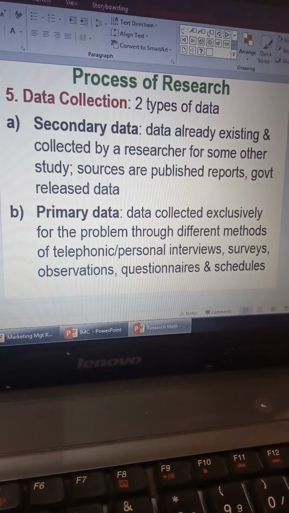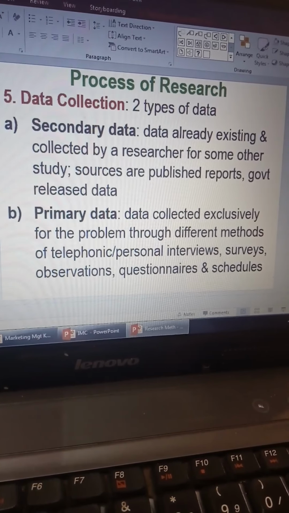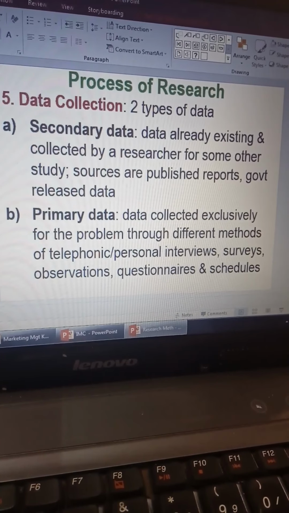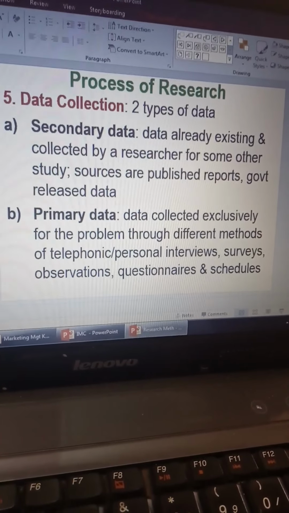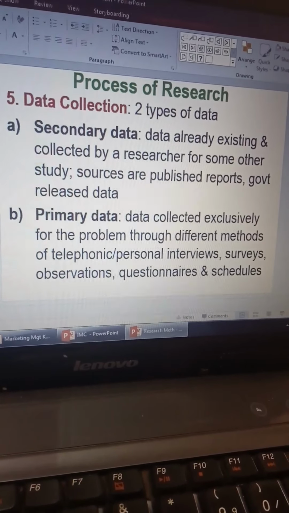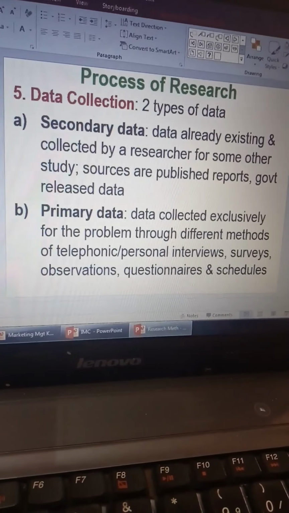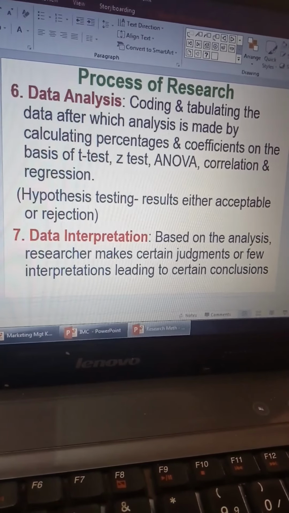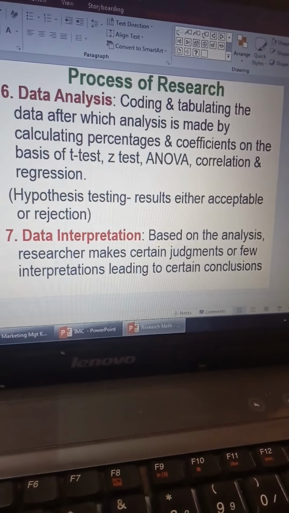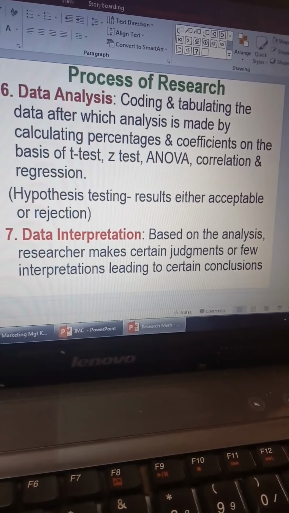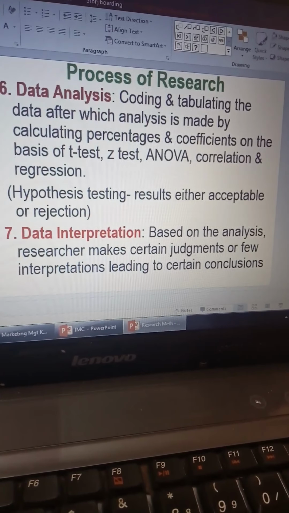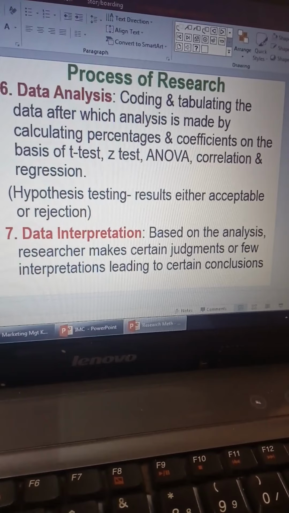Data collection is of 2 types, the secondary data and the primary data. The secondary data is data which has been collected already and is existing, whereas the primary data is collected by the researcher through the help of interviews or surveys and questionnaires or the schedules. And the last step is the data analysis. How would you analyze the data? There would be t-test, z-test, ANOVA, correlation, or regression. These are the few statistical tools which you will use for data analysis.